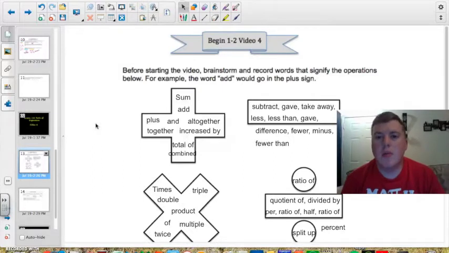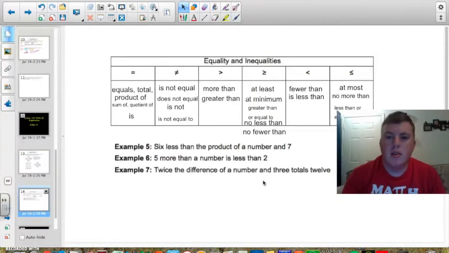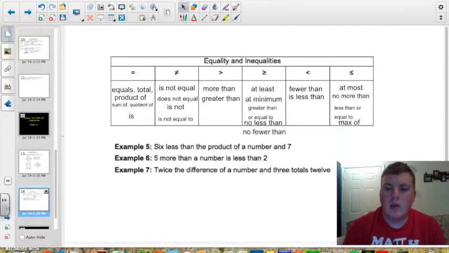So go ahead and take a moment and copy down any of the terms that you did not get onto pages 10 and 11. Pay attention to what words are going to indicate addition, which words are going to indicate subtraction, which are going to indicate multiplication, and which are going to indicate division, and be on the lookout for those types of words when you're solving word problems and when we translate things from words to numbers in just a moment. Also going to go ahead and let you compare to the inequality and equality list.